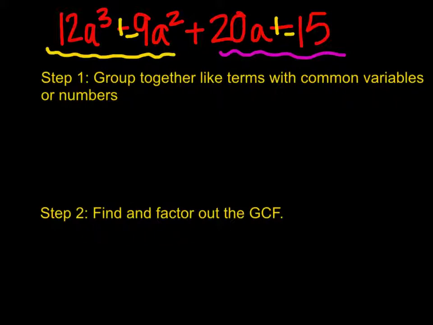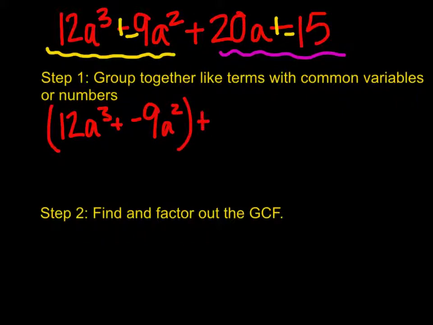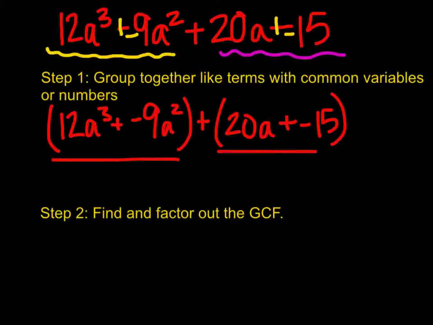So we're going to group up these terms, and we're going to say 12a to the third plus a negative 9a squared. We're going to group those together, plus 20a plus a negative 15, and we're going to group those together. That parenthesis is what I'm talking about with grouping. We're just shoving them together in a nice pretty little package.